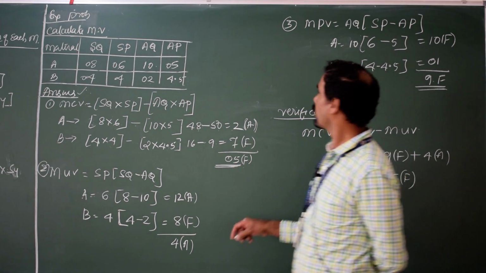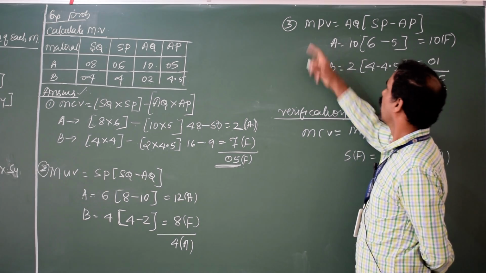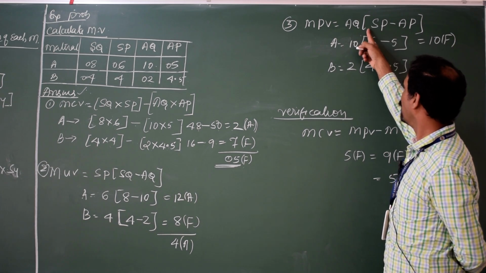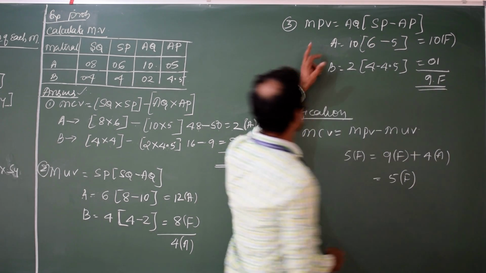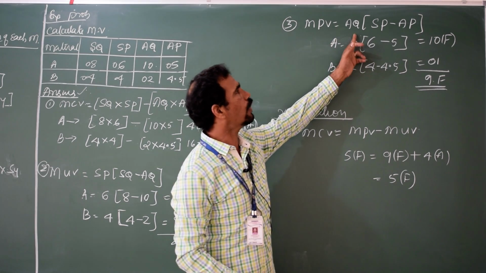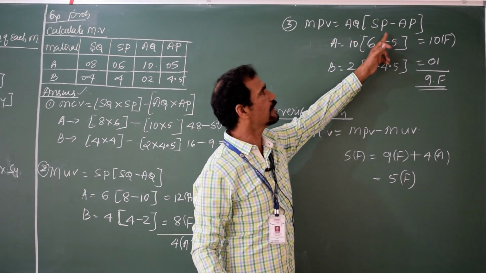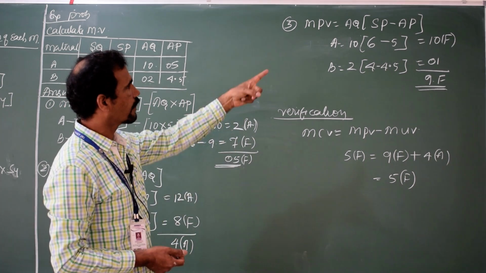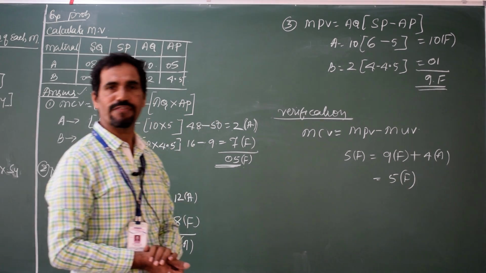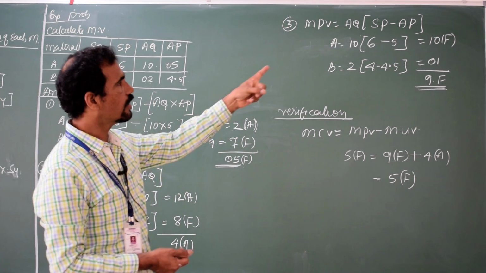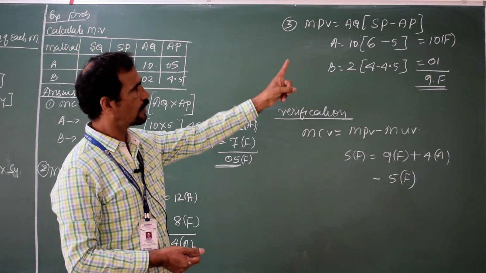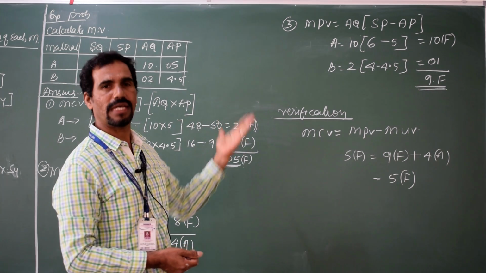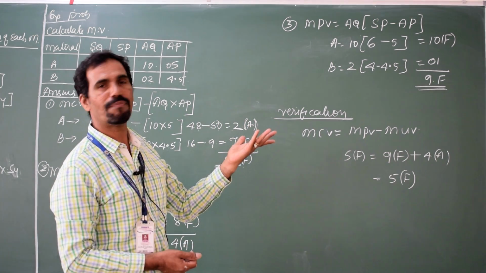Okay. Next, material price variance. Material price variance equals actual quantity into standard price minus actual price. Go for material A. Actual quantity is given in the question, 10, into standard price 6 rupees minus actual price 5 rupees. 6 minus 5 is 1, 1 into 10 equals 10. Very simple answer for the material price variance.